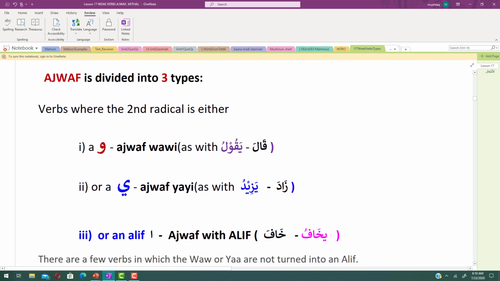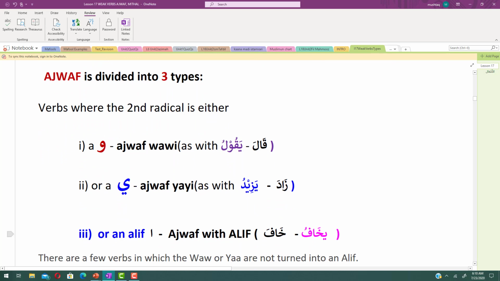The third type is ajwaf with alif. For example, khafa, yakhafu. In this case, we have khafa. The root letters are kha, alif, and fa. Right? It's not a waw or a ya because in the mudari it is yakhafu.